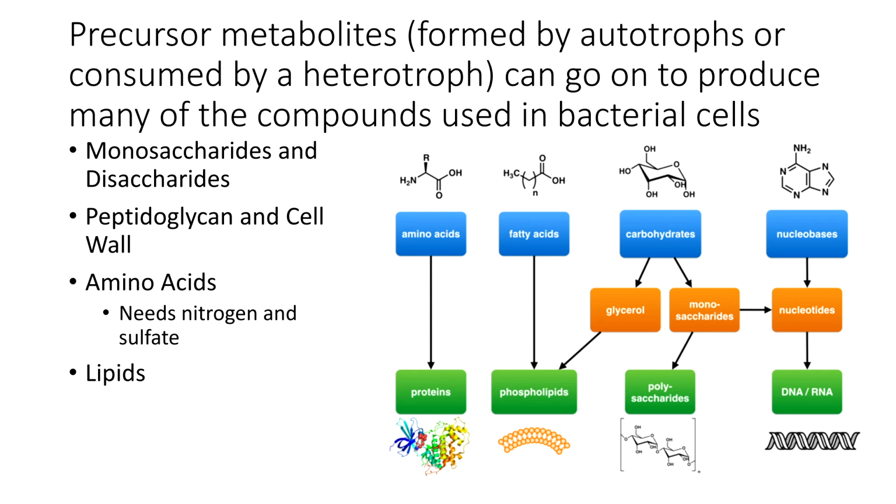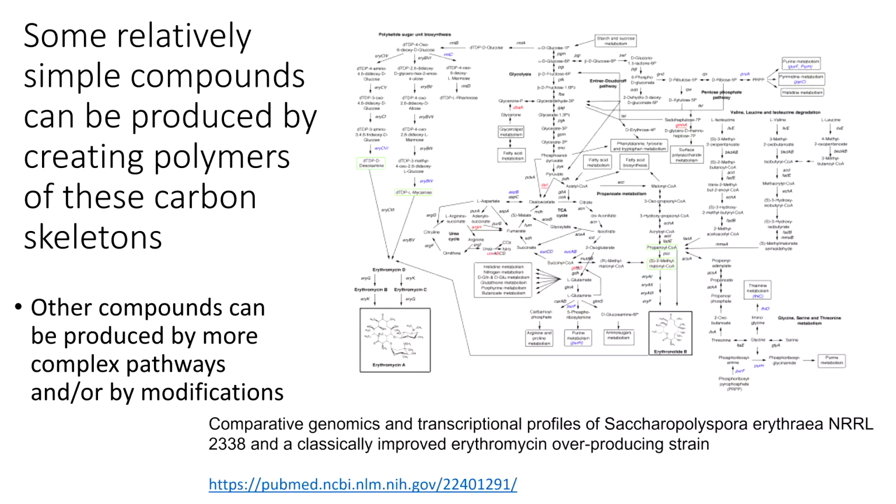And so from these compounds, you can basically arrange them in really straightforward ways, just with these carbon, hydrogen, oxygen molecules. Other compounds, especially amino acids, need to be produced by more complex pathways and/or by modifications to these molecules. So when we talk about amino acids, one of the key things that makes them kind of special is that you also need to incorporate a lot of nitrogen and sulfur into some of them, making the process of assimilation or synthesis a lot more complex.